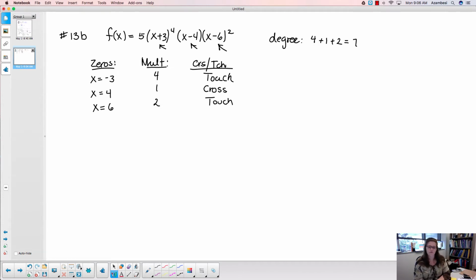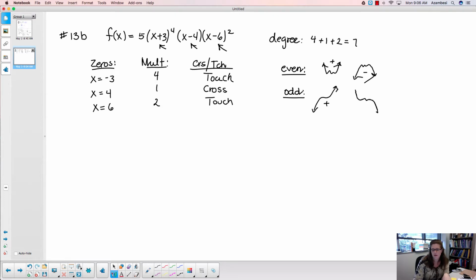Now, remember, if I have an even polynomial, like even degree, it looks either like this, for positive, or like this for negative. If I have an odd polynomial, like this one, then if it's positive, it looks like this. If it's negative, it looks like this. So this is an odd polynomial and it's positive, so I expect the final result to look like this one.